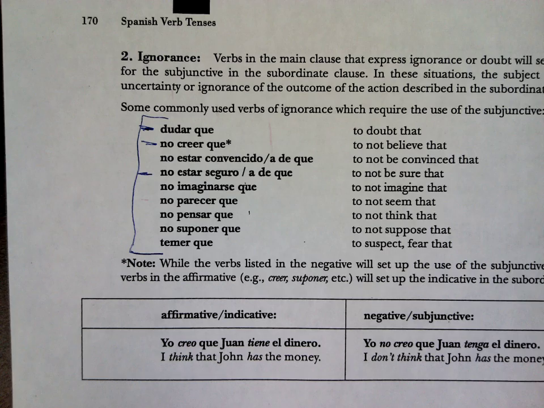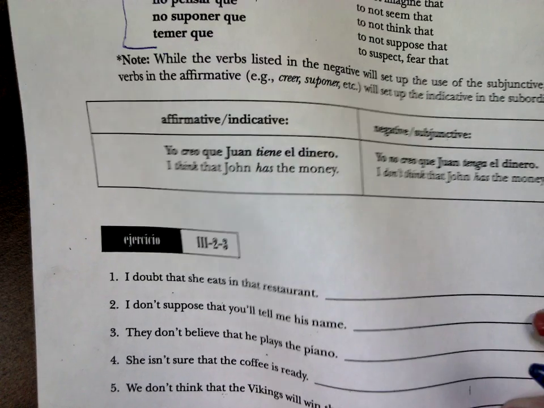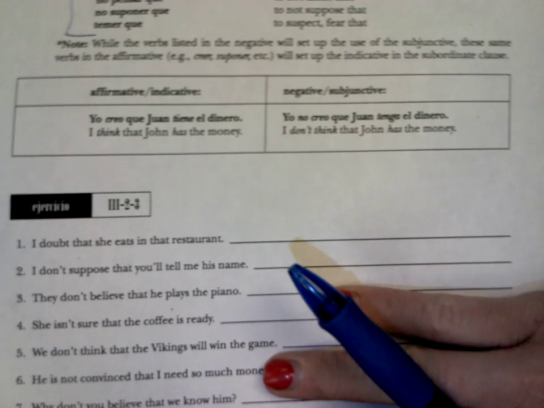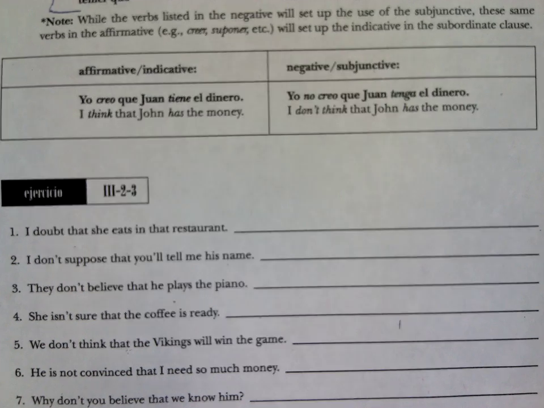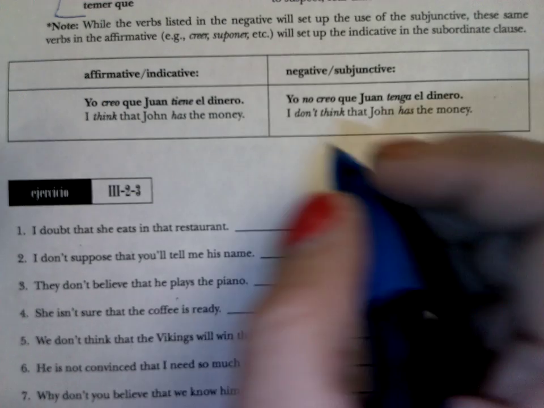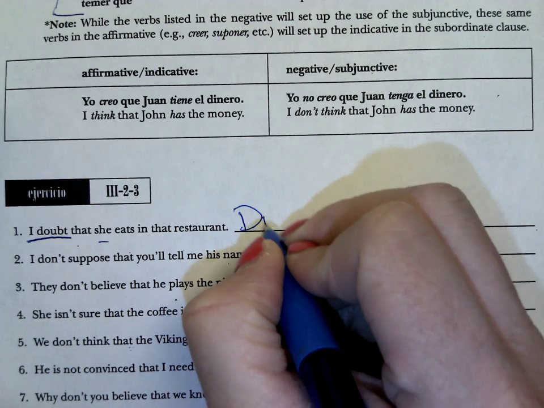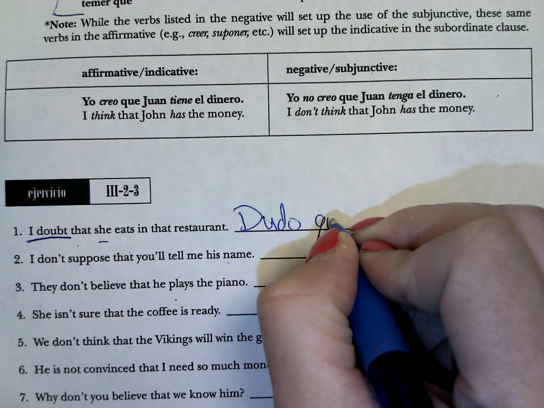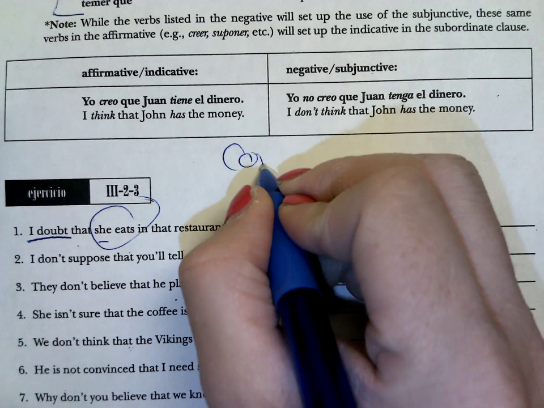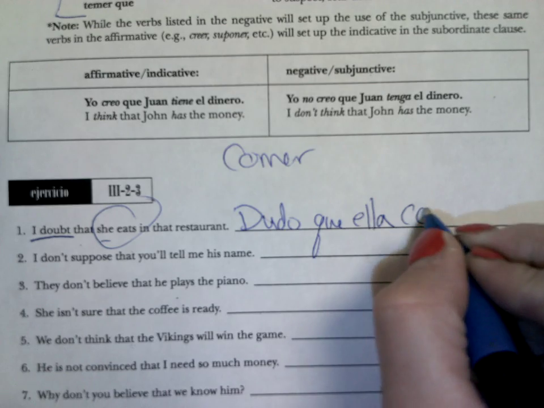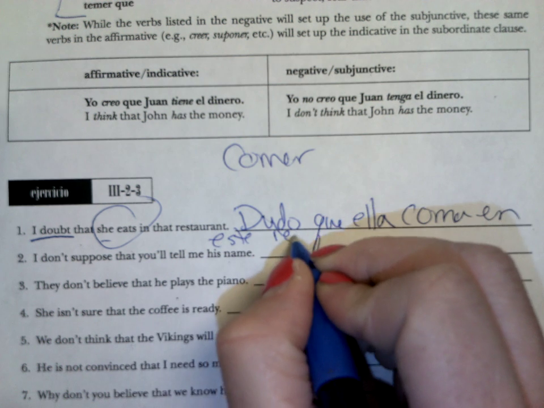Your homework, friends, is to complete both sides of this. So I want to do the first two with you, just to get you started, and then you should be fine on your own. So I doubt that she eats in that restaurant. So we do have doubt. We do have a switch in subject. So I doubt is dudo que, and then ella, the form of subjunctive, your favorite verb comer, becomes coma en este restaurante.